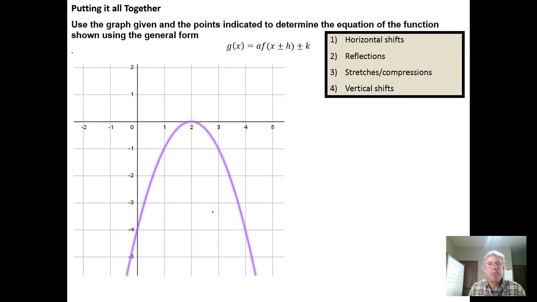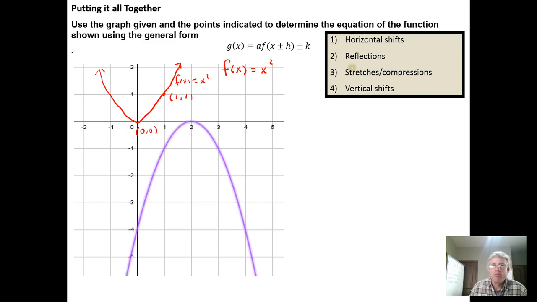So again, play the same game. Identify what is the toolbox function. In this case, it looks like it's the squaring function. So it looks like we started with f of x equals x squared and built a new function, g of x. So what does x squared look like? Well, it's a parabola, passes through those two nice lattice points. So here's my squaring function. Lattice points at 1, 1, 0, 0.